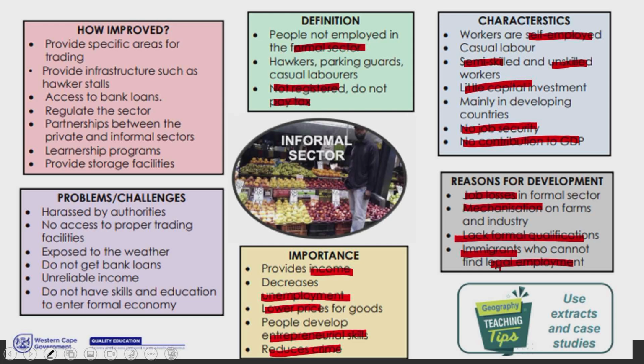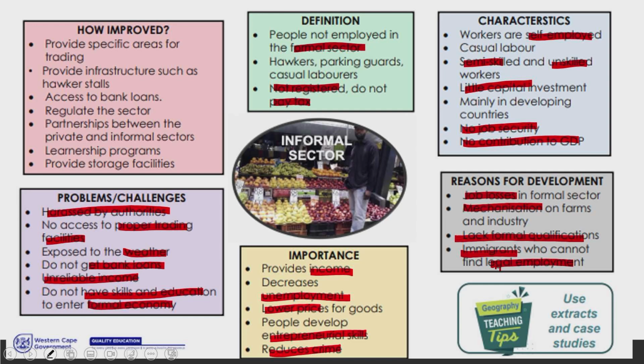What are the problems or challenges for the people in the sector? They are harassed by authorities because they're not registered, they don't have licenses to trade. No access to proper training facilities, exposed to the weather, harsh weathers. They do not get bank loans, they have an unreliable income, and they do not have the skills and education to enter the formal economy.